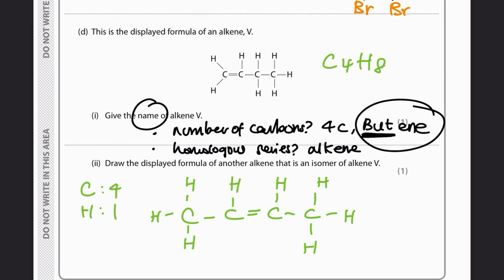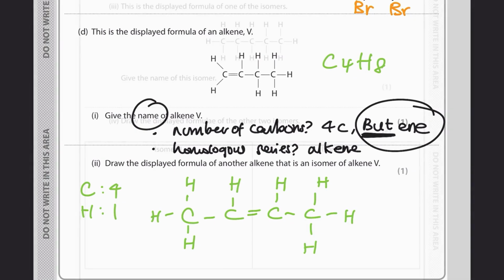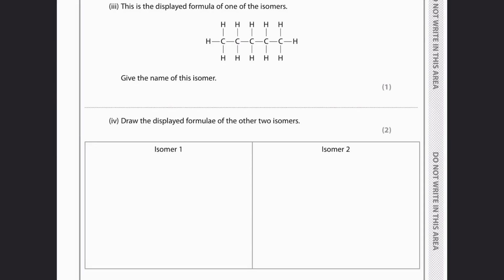Okay, so lots of questions on isomers here. So here's another question on isomers. We're getting really friendly with isomers now, aren't we? And it asks you, what is the name of this isomer? So again, asking name. Number 1, how many carbons? 5 carbons. 1, 2, 3, 4, 5. 5 carbon would be a pent.